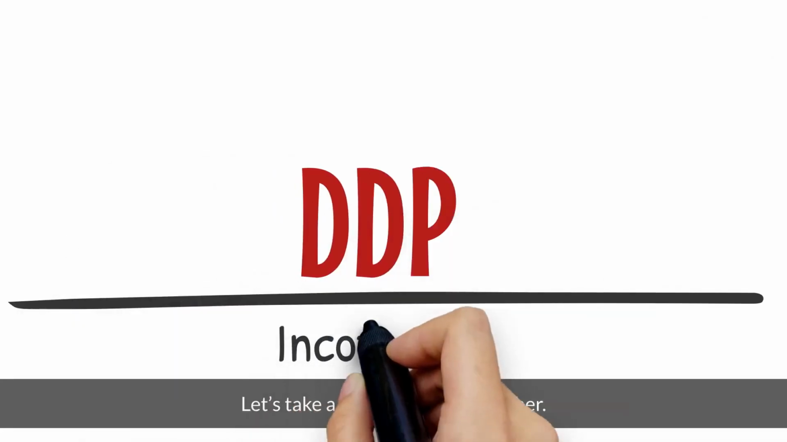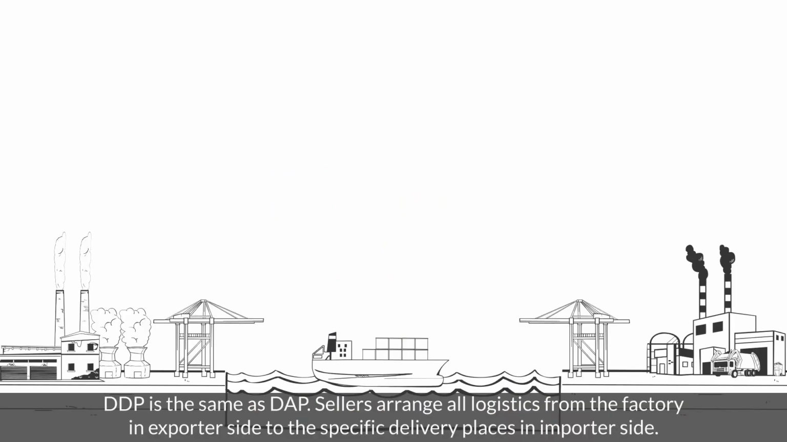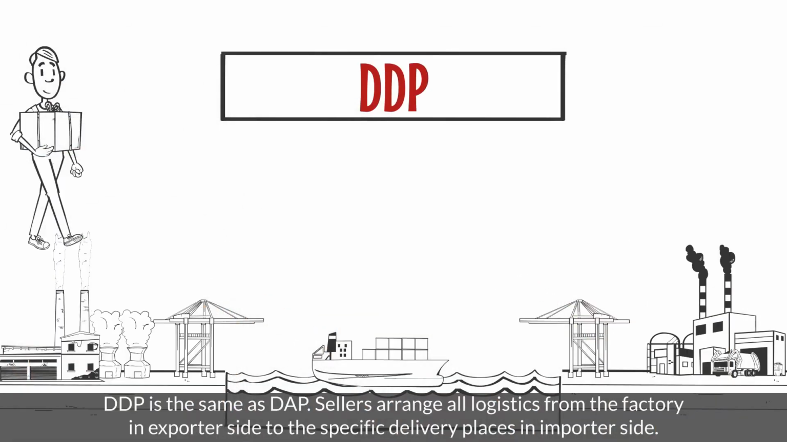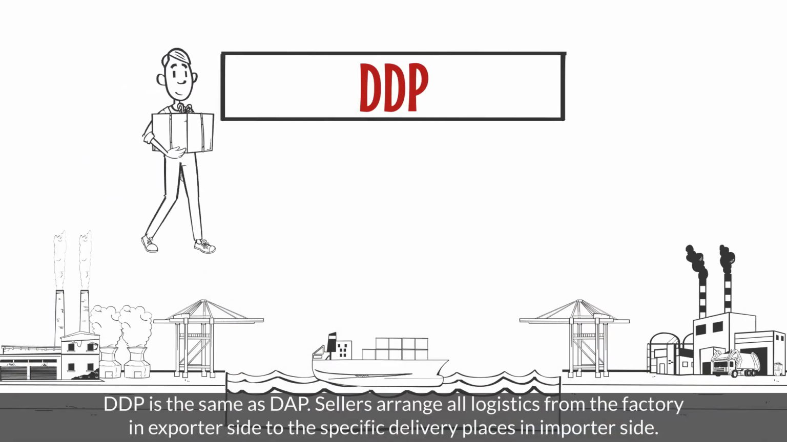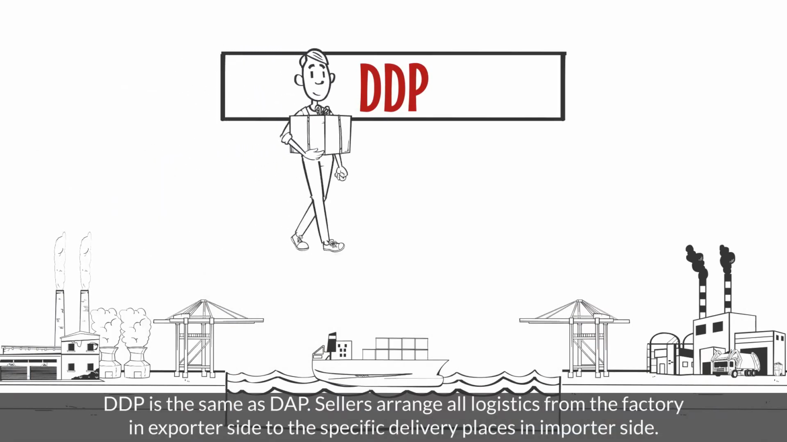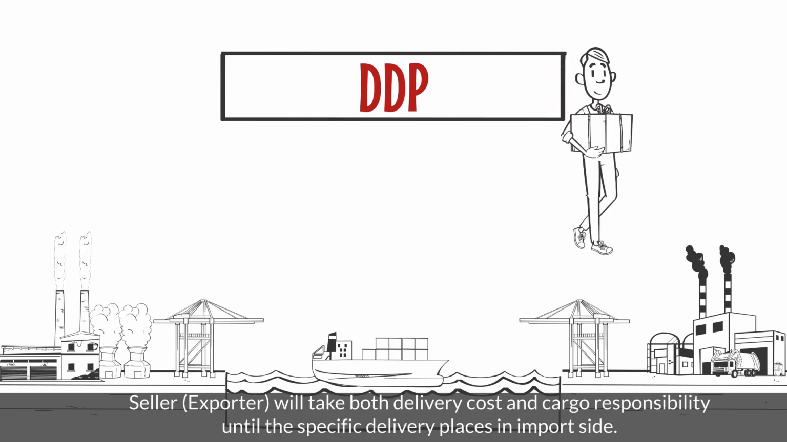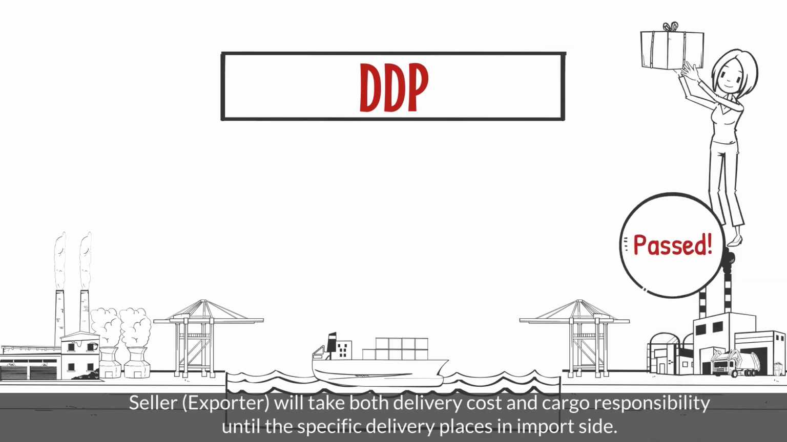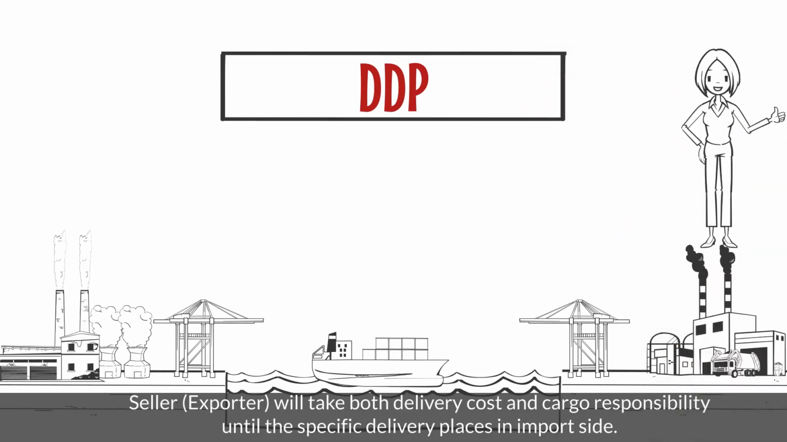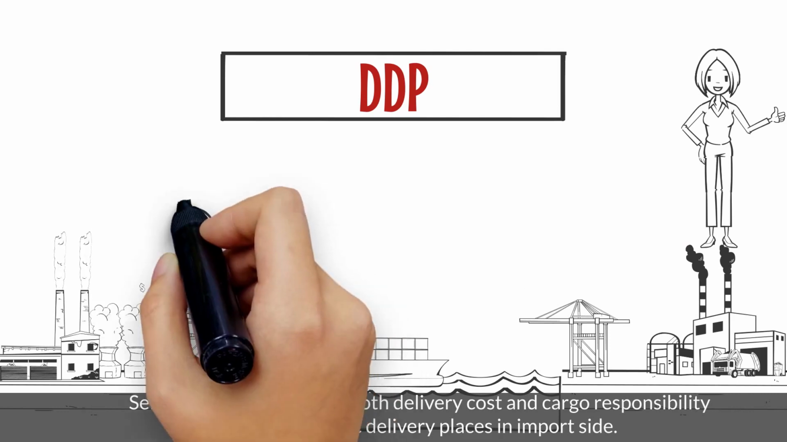Let's take a look at DDP together. DDP is the same as DAP. Sellers arrange all logistics from the factory on the exporter side to the specific delivery place on the importer side. The seller, the exporter, will take both delivery cost and cargo responsibility until the specific delivery place on the import side.